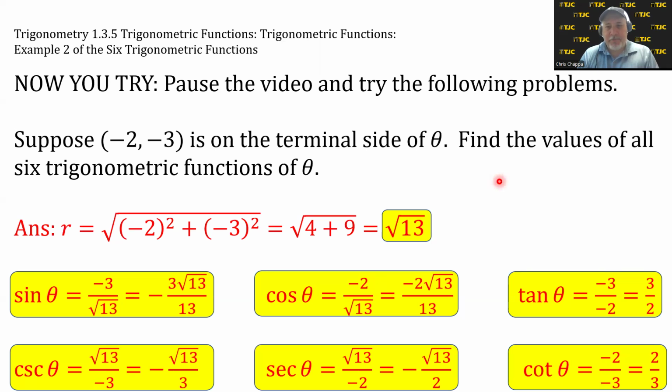Like the example earlier in this video, 2 of these did have their denominator rationalized, sine and cosine. It's not always those two, but sometimes it is.